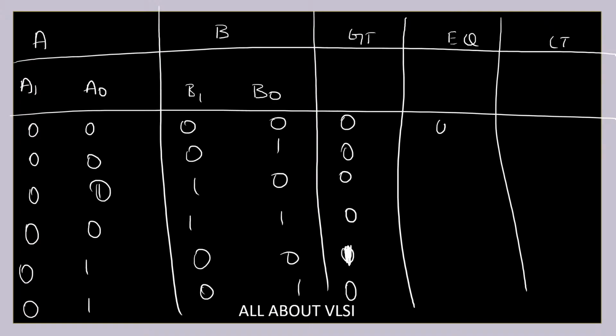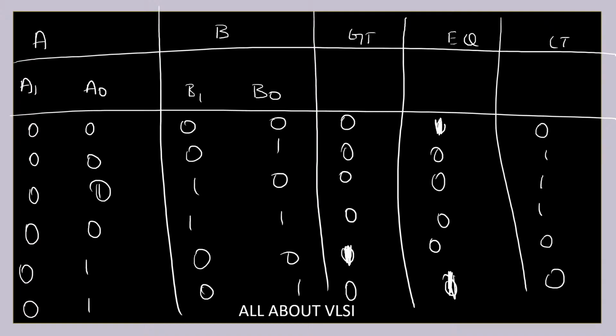And for equal, this will be equal to 1, and this will be equal to 0, 0, 0, and 0. And for less than, it will be equal to 0, 1, 1, 1, 0, and this is equal to 1. And here it will be equal to 0. So like this, we need to write down all the possible combinations and come up with the minterms. From the minterms, we can come up with the logic diagram.